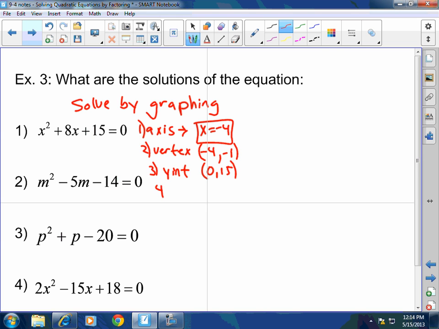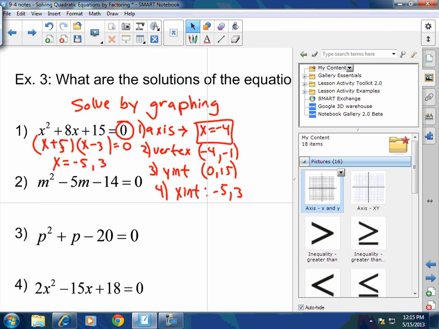Now, step 4, my x-intercepts. At this point, you factor, just like we did. X plus 5, x minus 3. Because what is the x-intercept, guys? Isn't the x-intercept the x value when y is 0? So solve. So x is going to equal negative 5 and 3, correct? So my x-intercepts are negative 5 and 3.